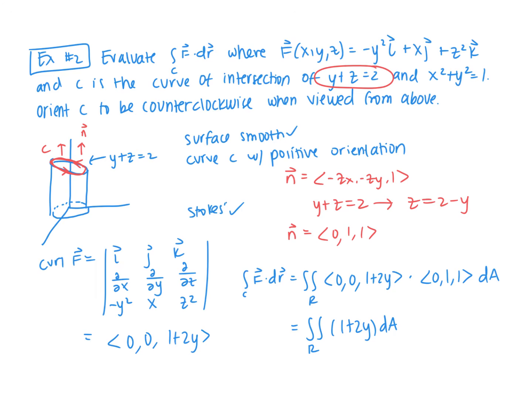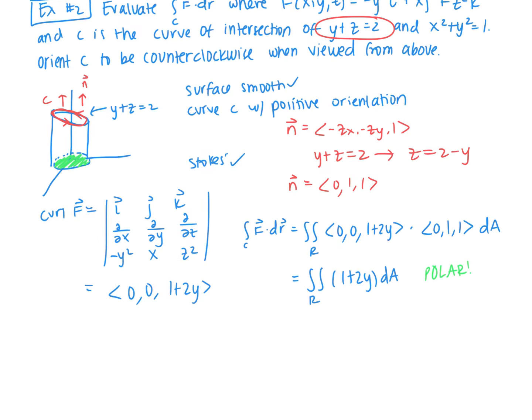So then figuring out where our region R is. Our region R is the region in the xy plane. So it's going to be that circle, which tells us we should probably convert to polar. So this becomes 1 plus 2r sine theta, r dr d theta. r goes from 0 to 1, theta goes from 0 to 2 pi. You all have calculated so many double integrals at this point, we're not actually going to do the calculation. I'm just going to tell you that it ends up being pi.